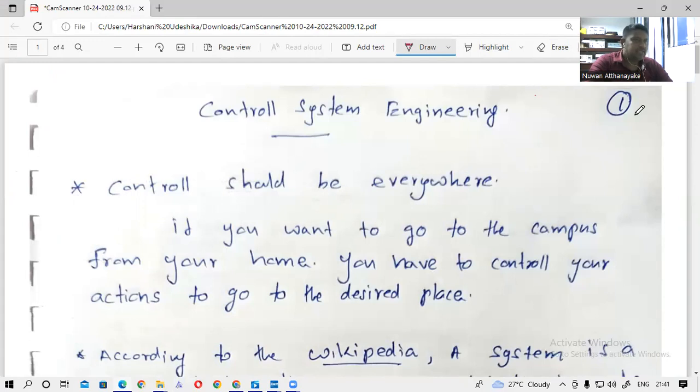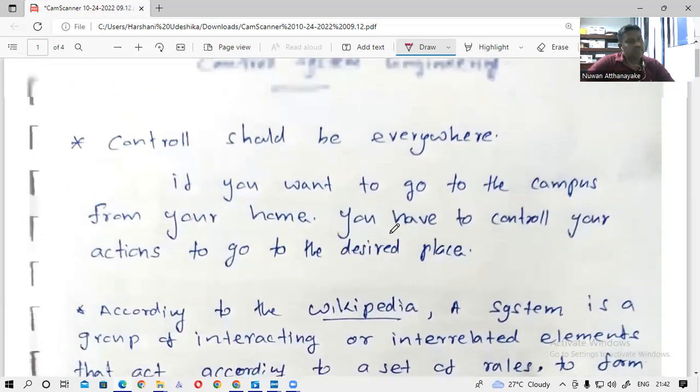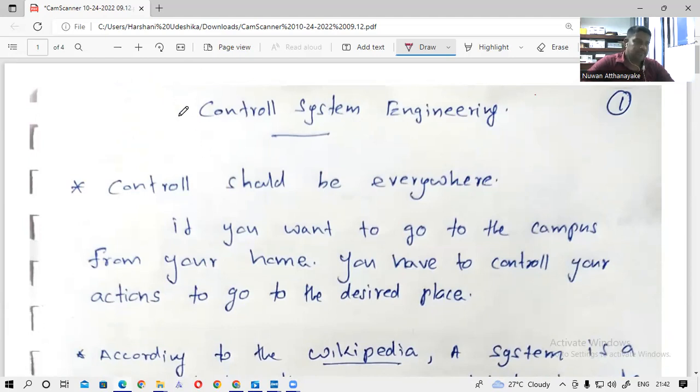I hope you can understand the importance of the word control. Here is another example. If you are going to your campus from home, you have to control many things. First, you have to control your legs to walk to the bus station, then you have to stop the bus using your arms, then you have to get on to that bus. There are many things you have to control. So that is the word control, and I think you now have the idea and know its importance.